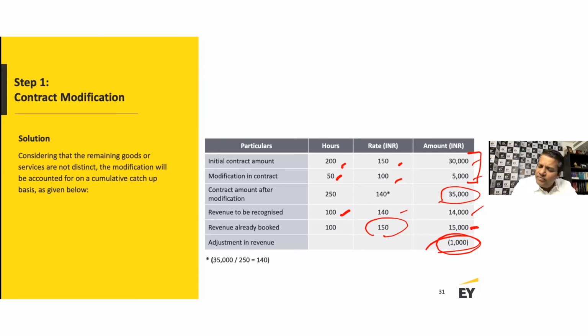Had this been a separate contract, I wouldn't have reversed this 1,000. I would have continued with 15,000, and then determined what portion of services are now being fulfilled. For the new, I would have charged at 100. For the existing, I would have continued to record revenue at 150. But because I've concluded that this is not a modification which results in a separate contract, this modification results in a continuation of the existing customer contract itself, and hence I now need to do what we call cumulative catch-up accounting.